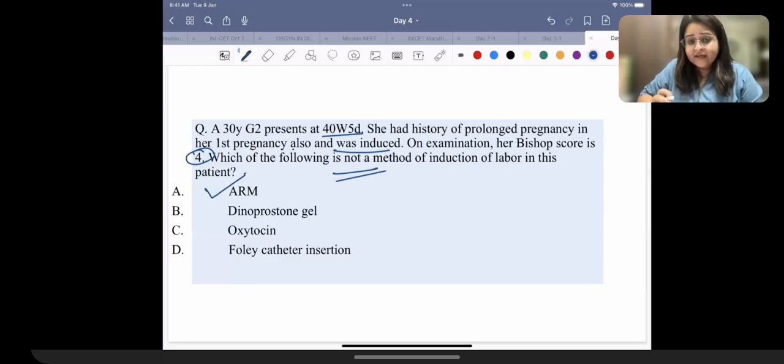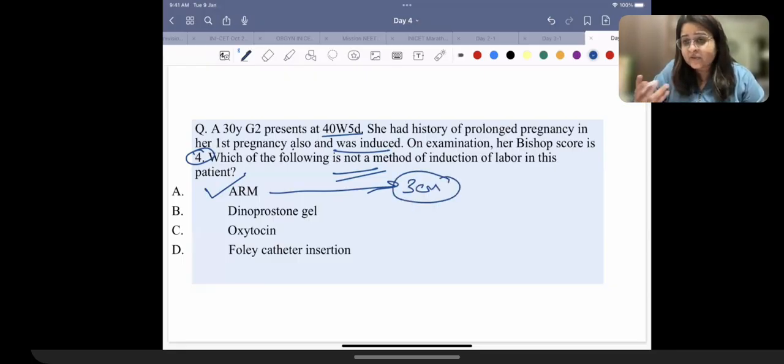Correct, A, ARM. Why ARM? Because I told you, for an ARM, the Bishop has to be favorable. The cervix should be at least 3 centimeters dilated. Without a favorable Bishop you will not be able to do an ARM. Here the Bishop is only 4. It is very unlikely the cervix will be 3 centimeters when the Bishop is 4. Gel you can use, Synto you can use, Foley's you can put in, but you can't do an ARM in this patient.